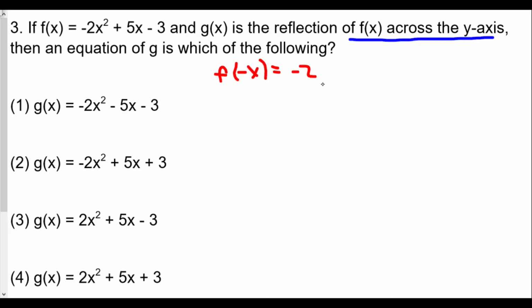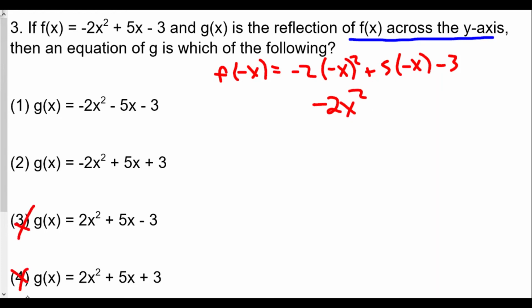is equal to negative 2 times negative x squared plus 5 times negative x minus 3. Now, if you square negative x, negative x times negative x is positive x squared, then times negative 2 gives us negative 2x squared. Okay, already getting rid of choice 3 and choice 4. And then we have a negative 5x, because positive 5 times negative x is negative 5x, and then minus 3. And so the only one that in this case matches is going to be choice 1.